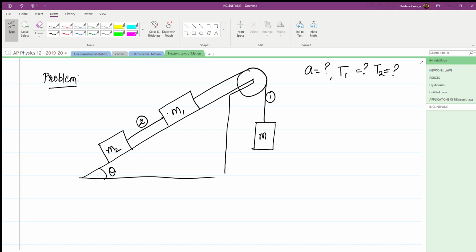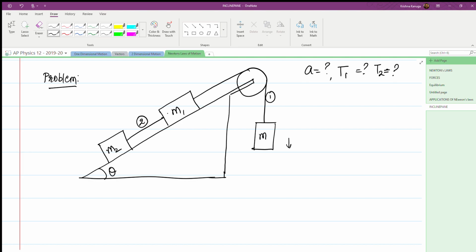Alright, so in this problem, we have a bunch of blocks on the incline. We have two blocks on the incline and another block hanging, and we're going to assume that M goes down, and M1 and M2 are going to go up the incline. Our goal is to calculate the acceleration, the tension in the strings, and all the stuff.